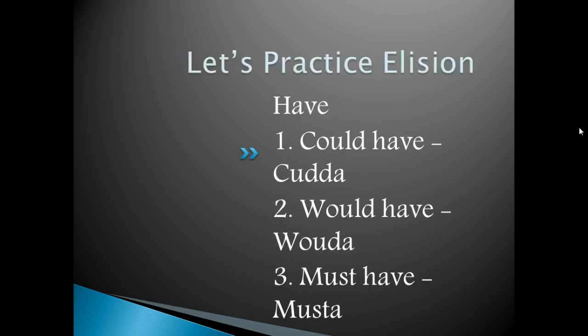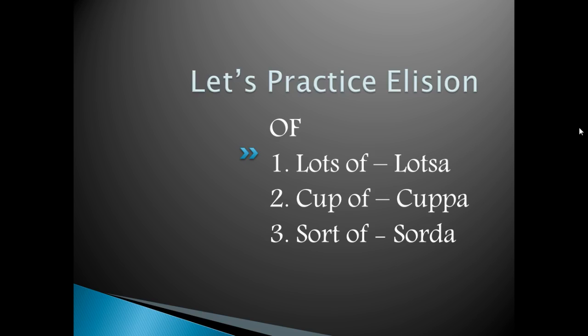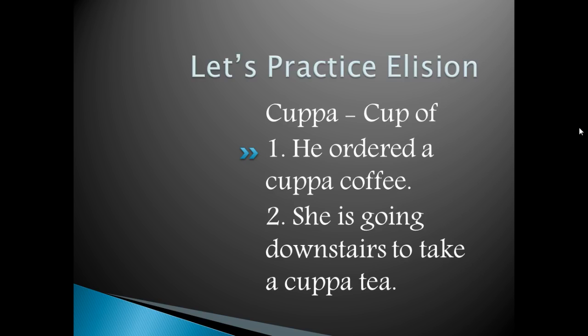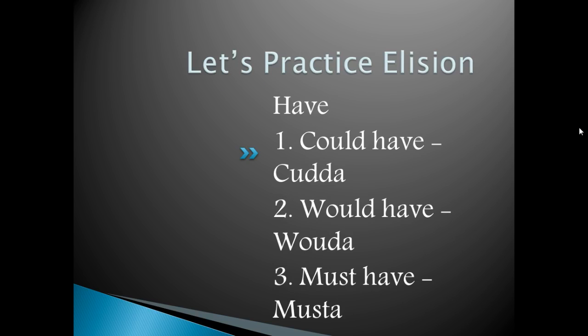Okay, now we studied 'of'. Let's just sum this up. While practicing elision, we first talked about 'of', where we studied lotsa, kappa, sorta: lots of, cup of, sort of. Now I'm moving on to 'have'. Now 'have' also has its own contractions, and what are those? Let's have a look. Could have becomes coulda. Would have becomes woulda. Must have becomes musta.